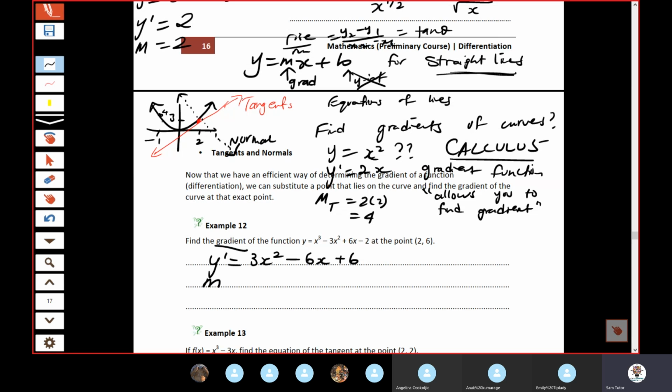The first one you usually find is tangents, and I'll show you how to find normals soon. So I like to write mt, just so you can get used to that being your gradient for your tangent. All right, just sub in 2, and you're done. Easy stuff, right? 12 take away 12 is 0. The answer is 6.